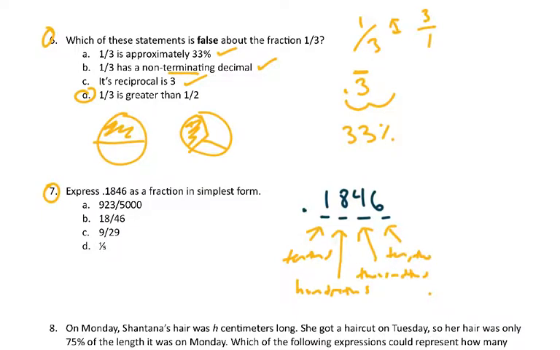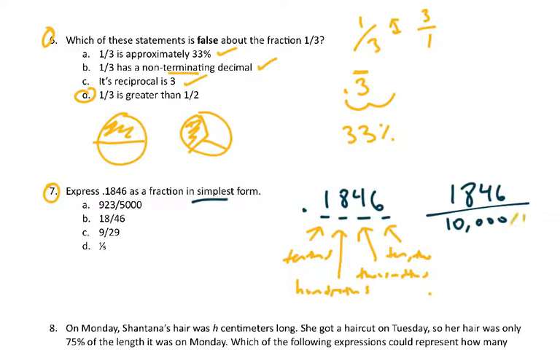So when I would say this number, I would say it's 1,846 10,000ths. So the number I would write that over is 10,000. So that's where I'll start. And I don't see that as an answer choice. That means that I can reduce this. Since it says simplest form, that's another hint. I need to simplify. I know that these are both even numbers. So I'm going to divide both of them by 2.